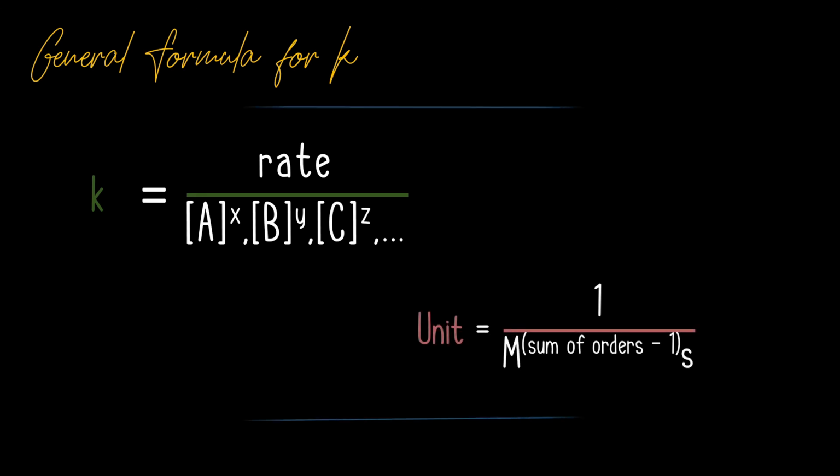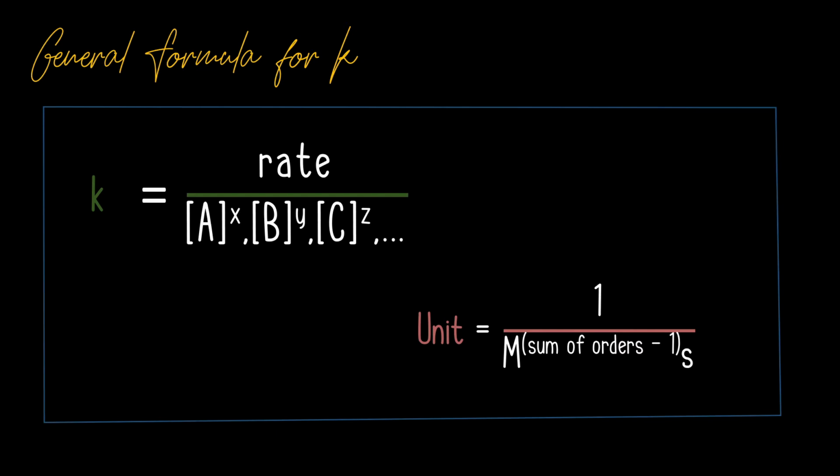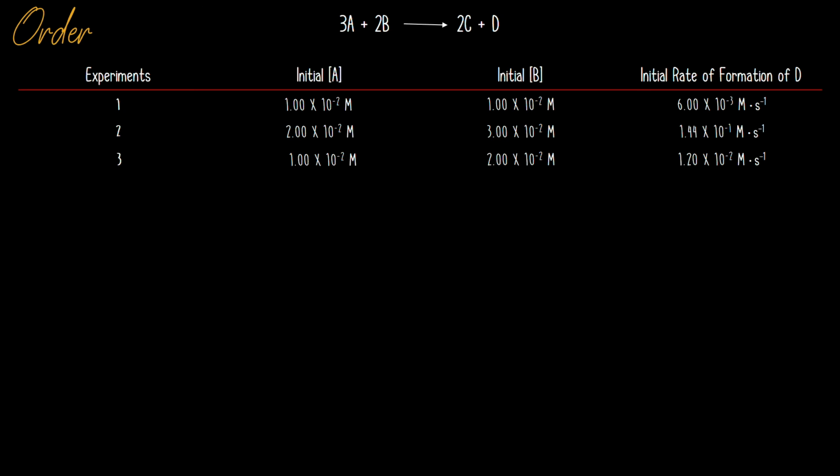The unit for k could be represented as 1 over M raised to the sum of orders minus 1, times second. This example has a balanced equation of 3A + 2B = 2C + D. There are 3 experiments with different rates of formation. So, to solve for the values of k and the reaction orders, we need to find which of the experiments have the same concentrations for A.